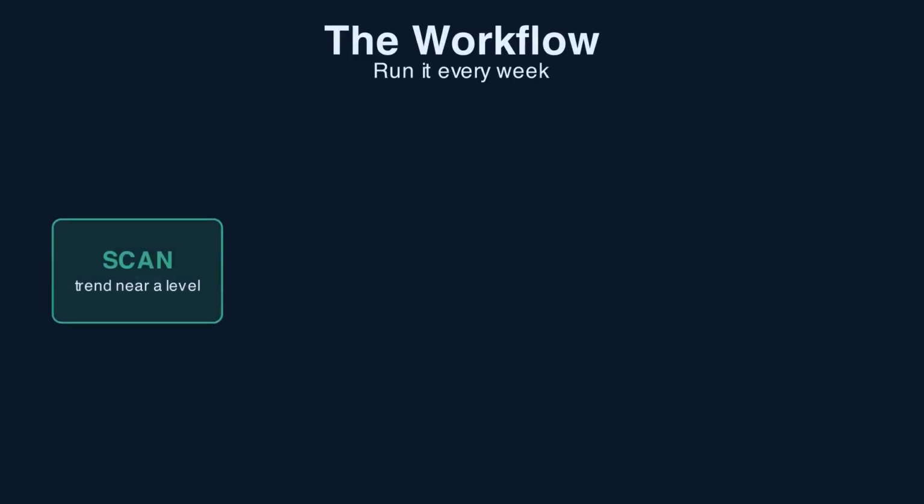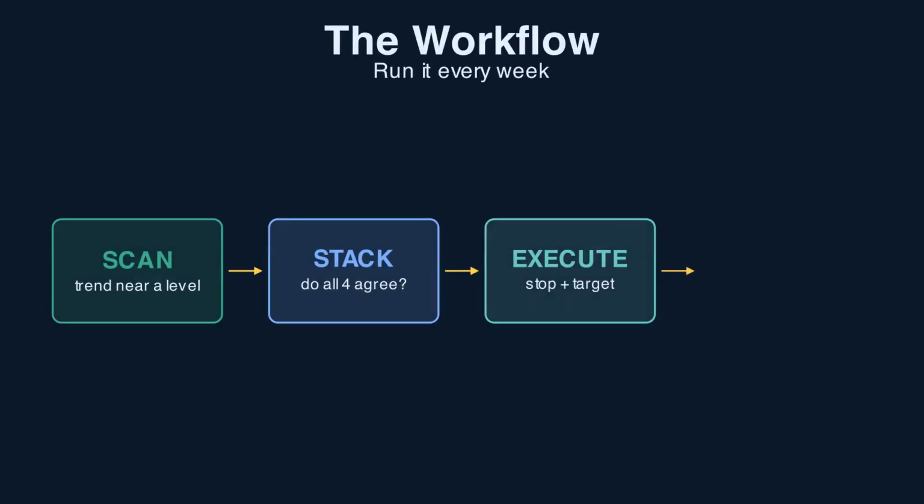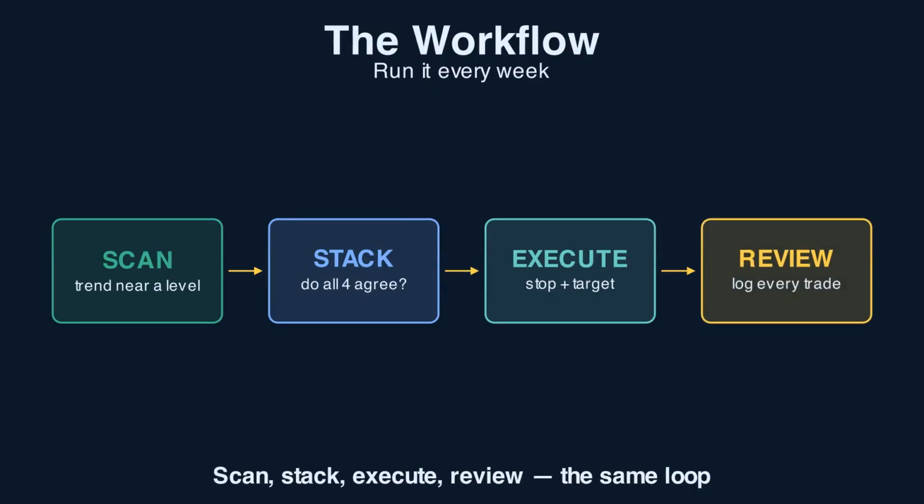So how do you run this day to day? 4 steps. Scan, go through your watch list for names in a clean trend near a key level. Stack, check whether momentum and a trigger line up with that structure and level. Execute, take the trade with a defined stop and target only when all 4 agree. And review, log every trade, win or lose, so the method keeps sharpening. Scan, stack, execute, review, the same loop every week.